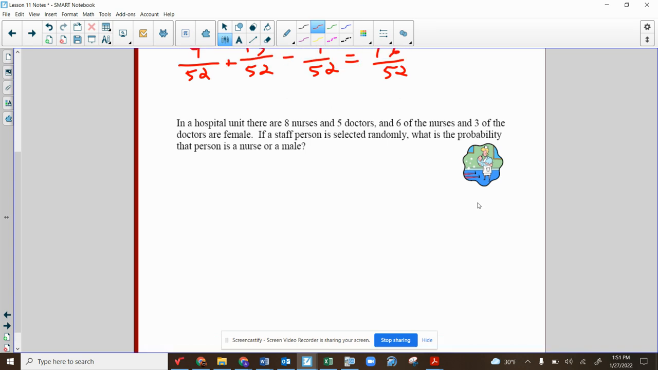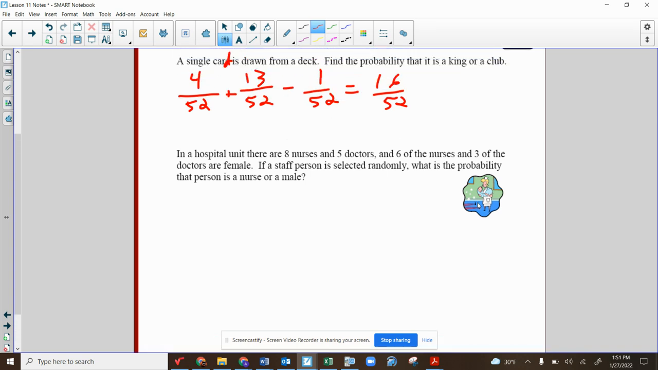All right, last one. In the hospital unit, there are 8 nurses and 5 doctors. 6 of the nurses and 3 of the doctors are female. So I'm going to fill in the pieces that aren't here, which would be the males. So if you have 8 nurses and 6 of them are female, then that would make 2 male nurses. And then 5 doctors, 3 of them are female, that would make 2 male doctors.